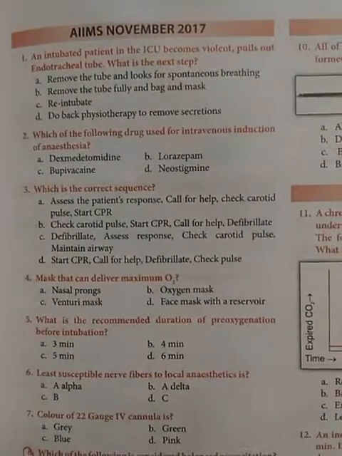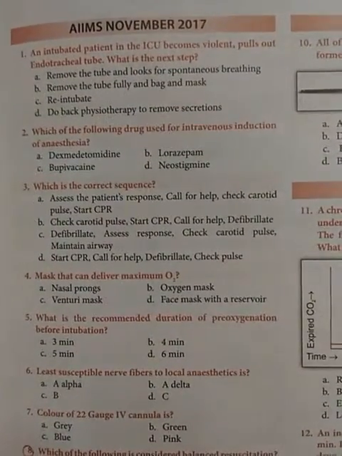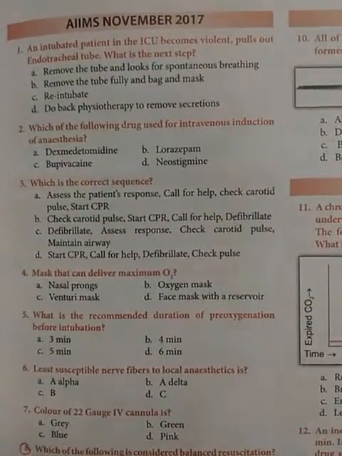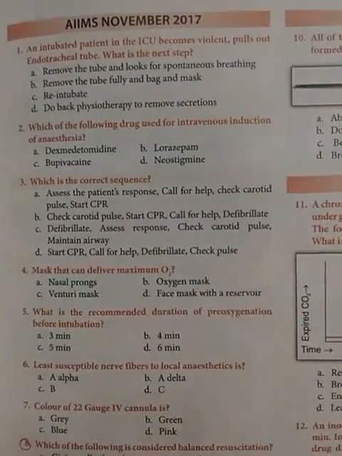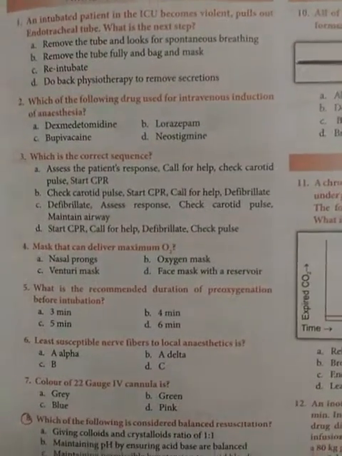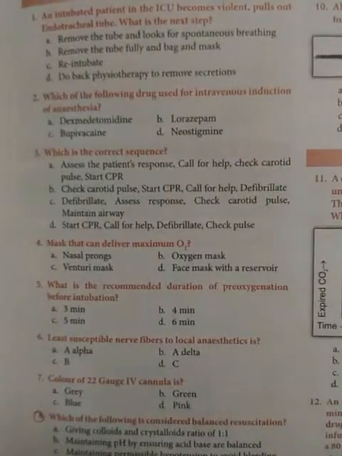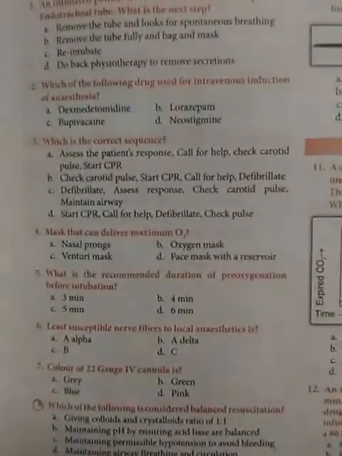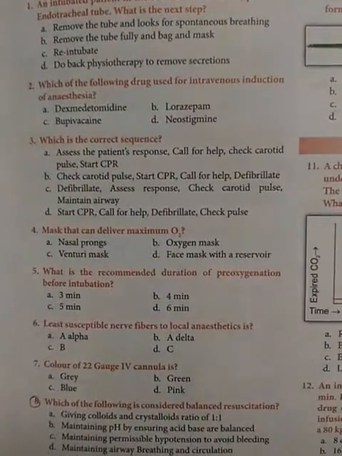Which of the following drugs is used for the IV induction of anesthesia? Dexmedetomidine, lorazepam, neostigmine, bupivacaine. Here both option A and B are right, but we'll go for lorazepam. Third question: what is the correct sequence? We have to see the patient response, then call for help, then check the carotid and start the CPR. Next question, fourth number: the mask that can deliver maximum oxygen.